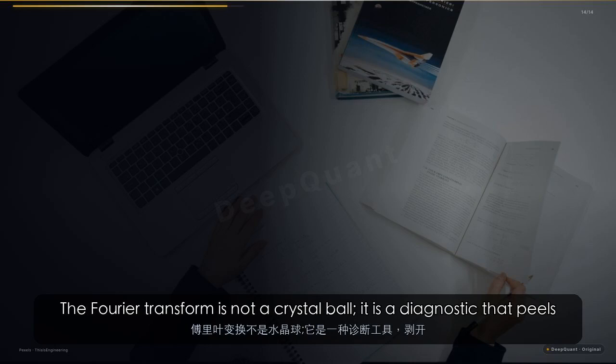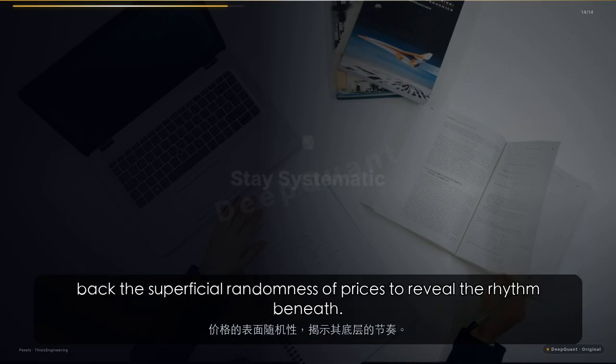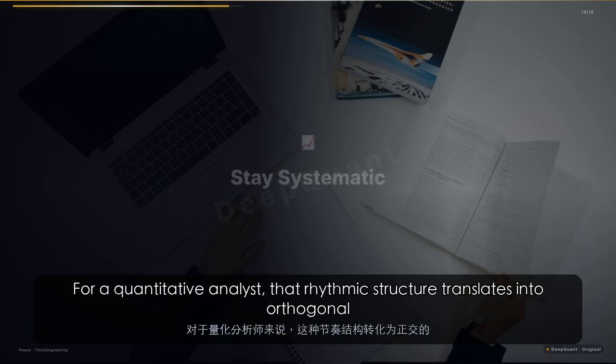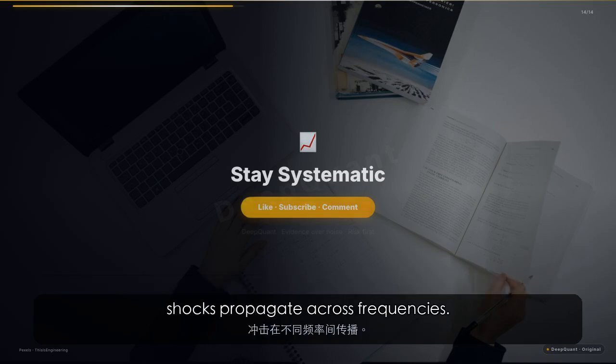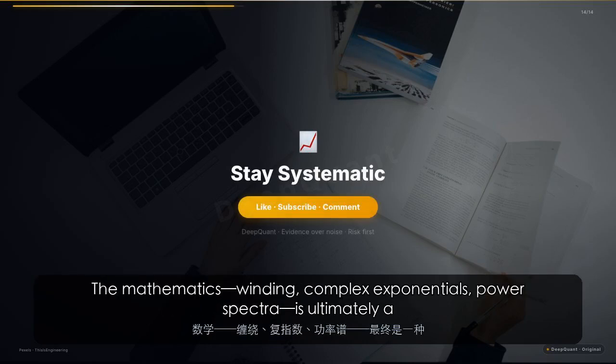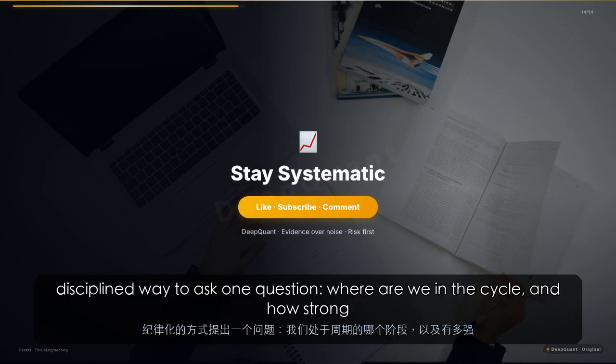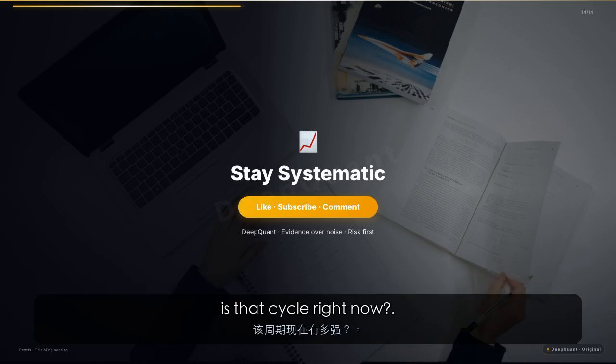The Fourier transform is not a crystal ball, it is a diagnostic that peels back the superficial randomness of prices to reveal the rhythm beneath. For a quantitative analyst, that rhythmic structure translates into orthogonal risk premia, better timing signals, and a deeper understanding of how macro shocks propagate across frequencies. The mathematics, winding, complex exponentials, power spectra, is ultimately a disciplined way to ask one question: where are we in the cycle, and how strong is that cycle right now? Markets reward discipline, not certainty.